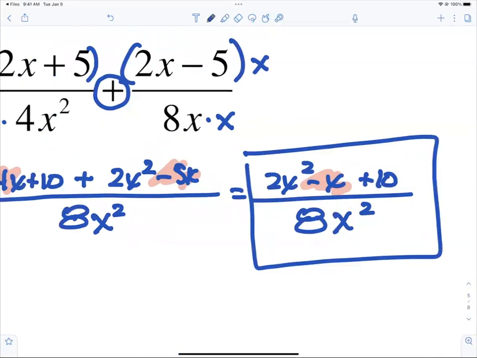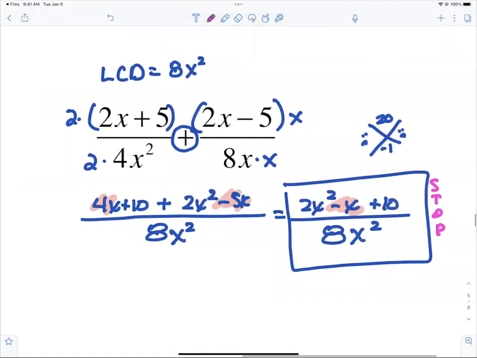The only thing I would do is check to see if there's a way I could possibly factor that. Factors of positive 20 that would add to negative 1. Nothing is going to fit that, so I can't factor that, so I would stop right here. This is your simplified expression right here. Stop at this point. That's your expression. Okay, moving on.